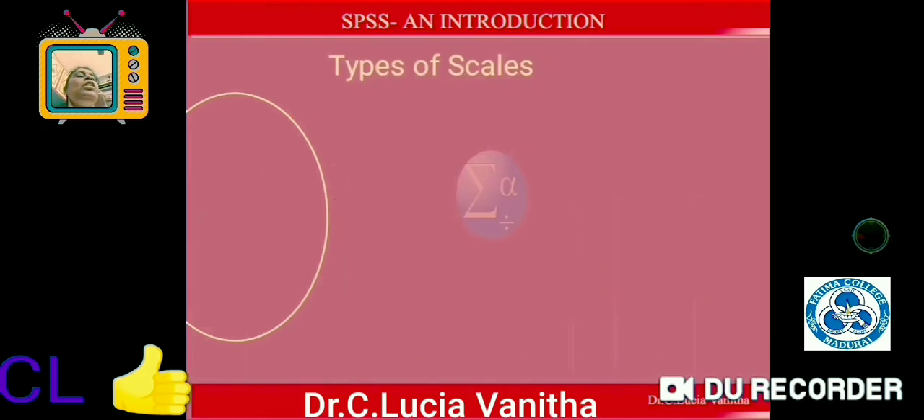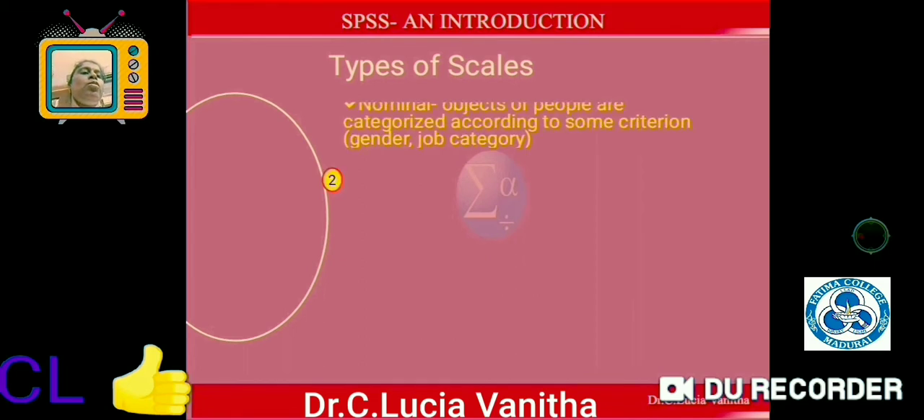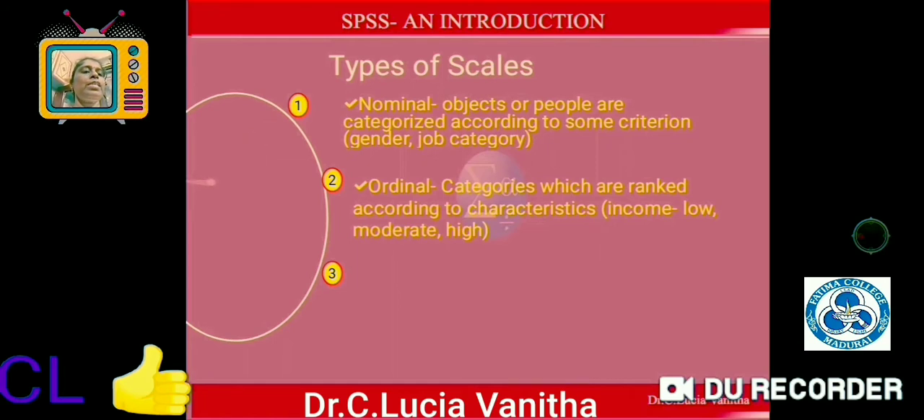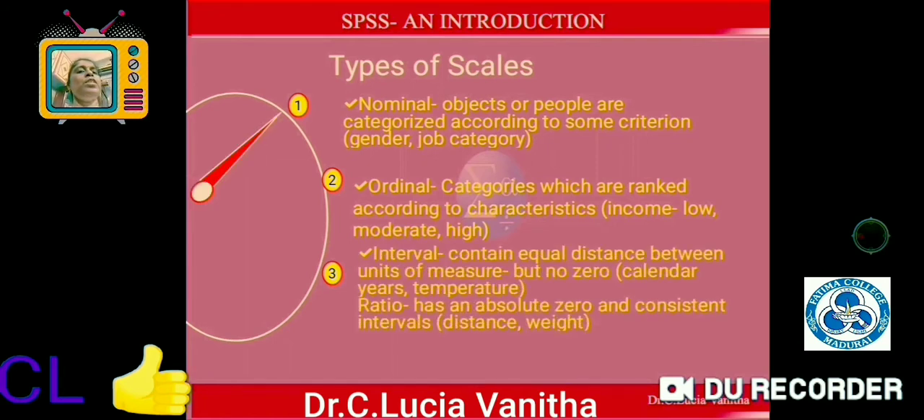I said also the scale. This is very important, that you have to give the correct scale so that your analysis will be correct. So we will see what are the different kinds of scale. The first one is nominal. The second one is ordinal. Then third one is scale. In the scale we have two types, one is interval and another one is ratio. One by one we will see.